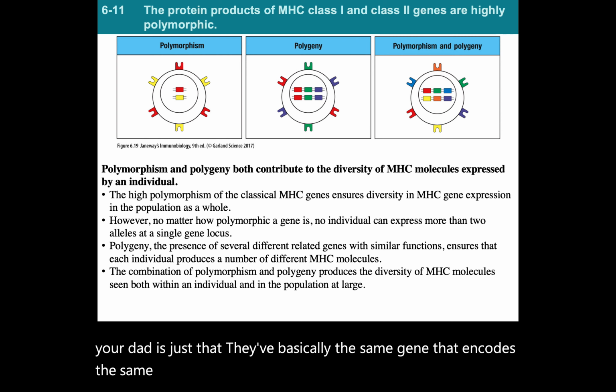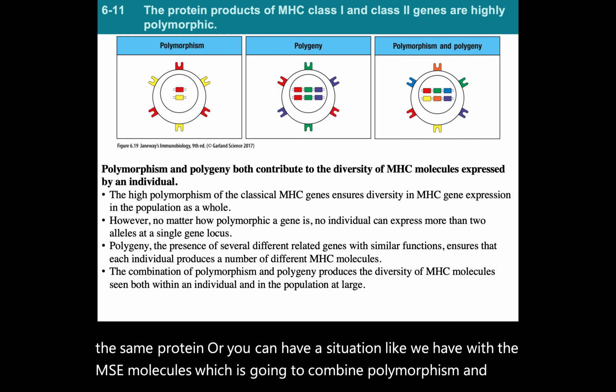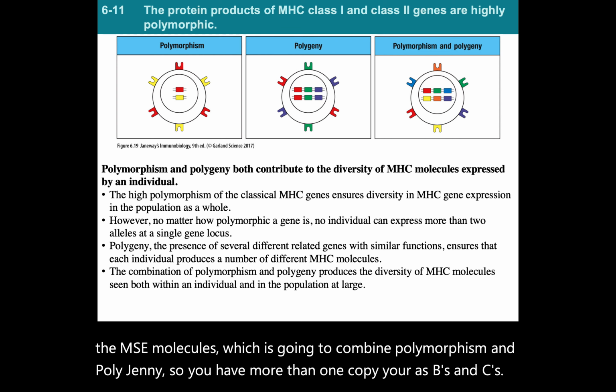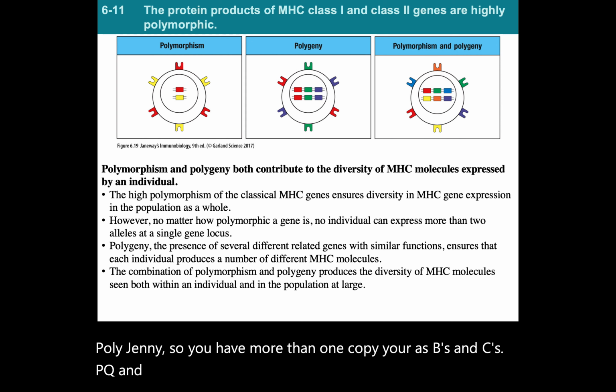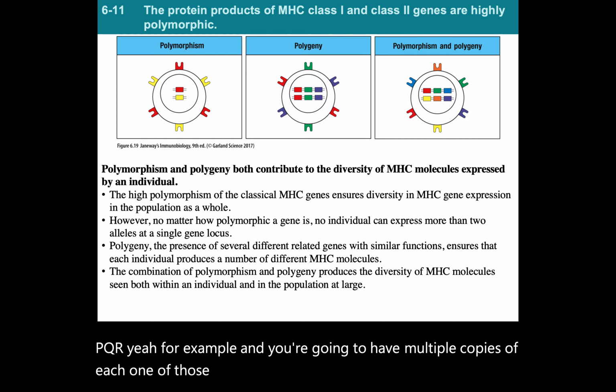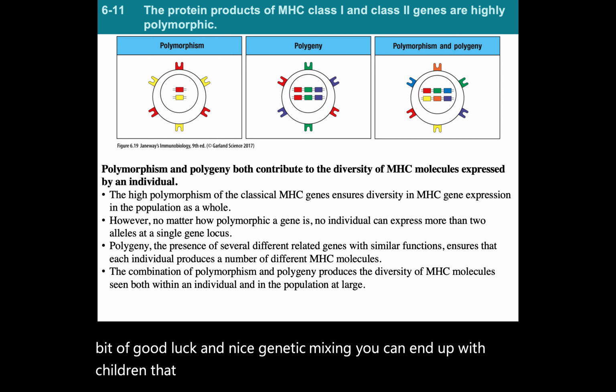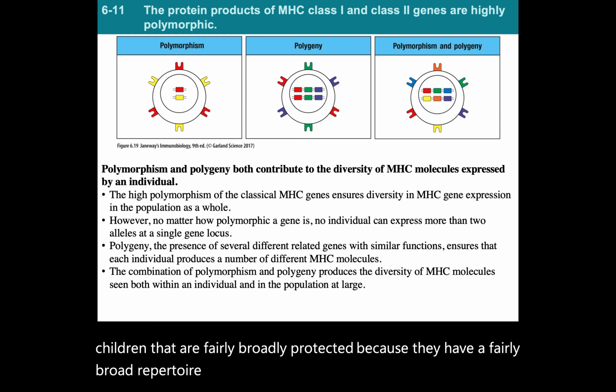Or you can have a situation like we have with the MHC molecules, which is going to combine polymorphism and polygeny. So you have more than one copy, your A's, B's, and C's, your D, P, Q, and R, for example. And you're going to have multiple copies of each one of those. They can be slightly different. And so, with a bit of good luck and nice genetic mixing, you can end up with children that are fairly broadly protected because they have a fairly broad repertoire of things that they can recognize.